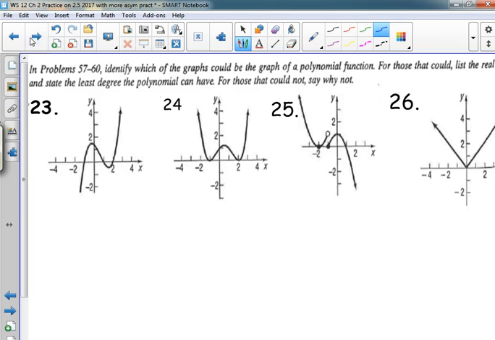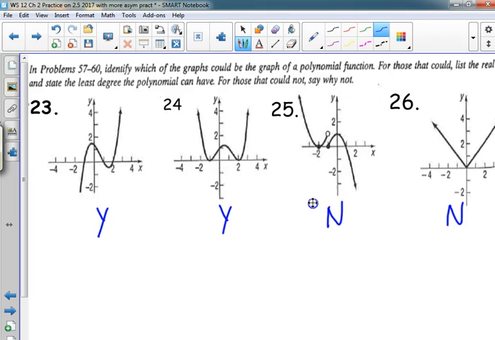We're only doing odds. This is your homework. Oh, these are just yes or no again, I think. What does it say? Identify if it could be a polynomial function, list the real zeros, and state the least degree it could have. Let's go with yeses and nos real fast for all 4 of these. What do you think? Can this be a polynomial function? Yes. Is it a smooth continuous curve? Yes. 25? No. 26? No.